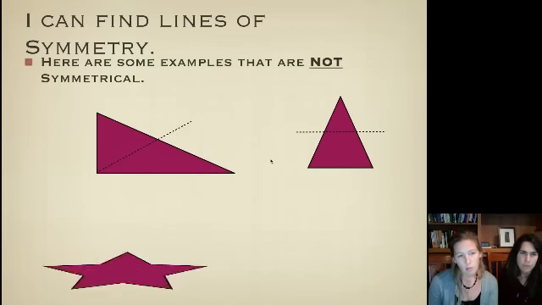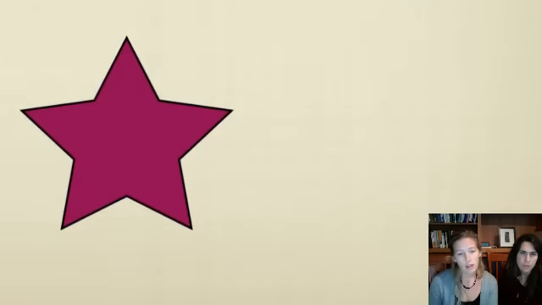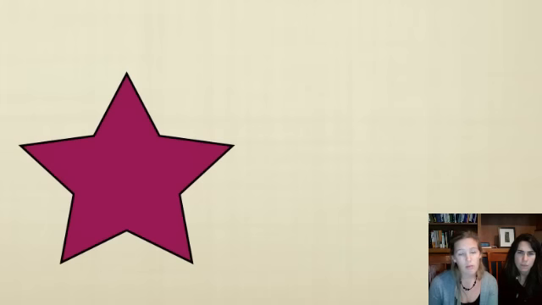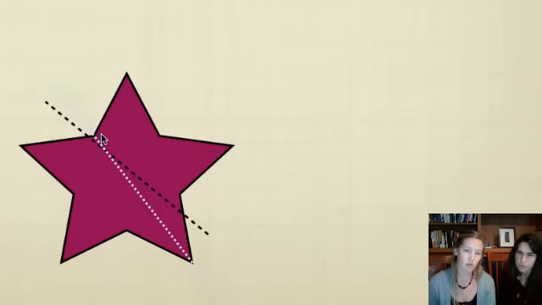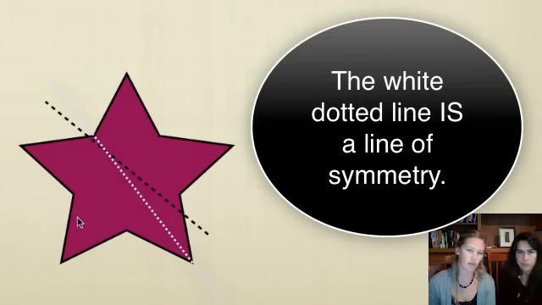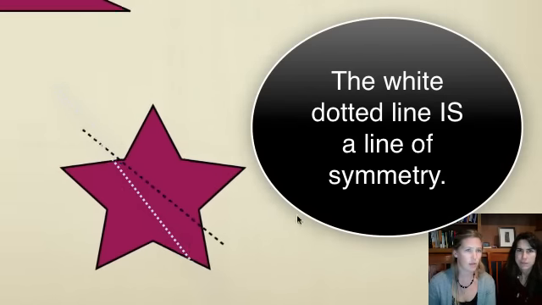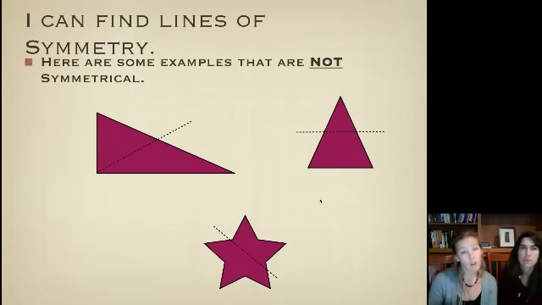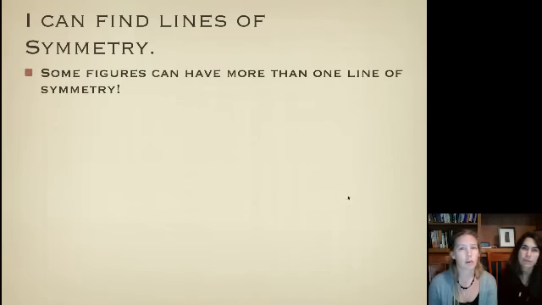And then the last one, our star. Again, the star actually does have some lines of symmetry, but this one is not one of them. Okay, if you look at it and I fold this, this has 2 points over here, this one has 3. So folding it on top there would not match up. So now you know some things that are and some things that aren't. So we are going to talk about things that have many lines of symmetry.